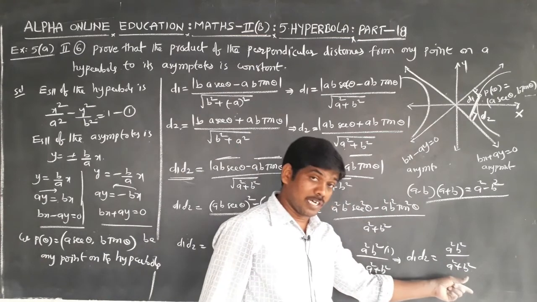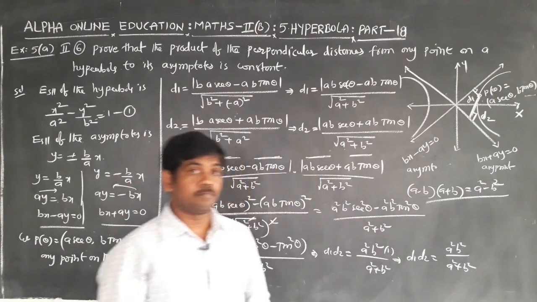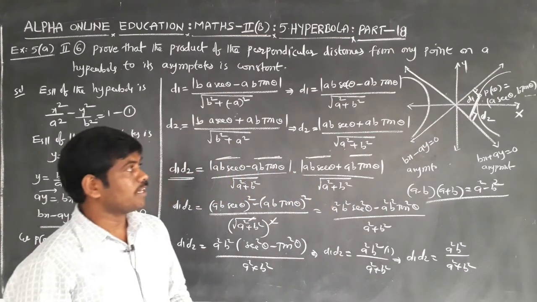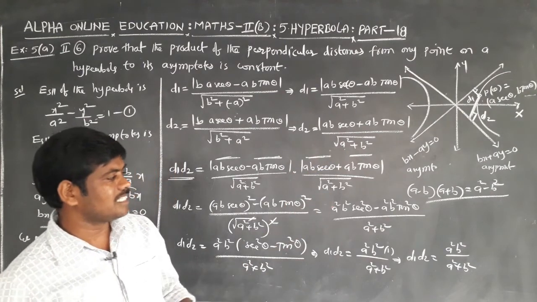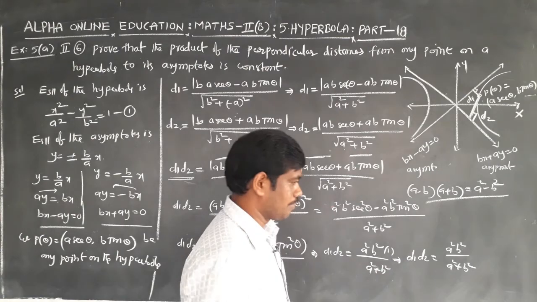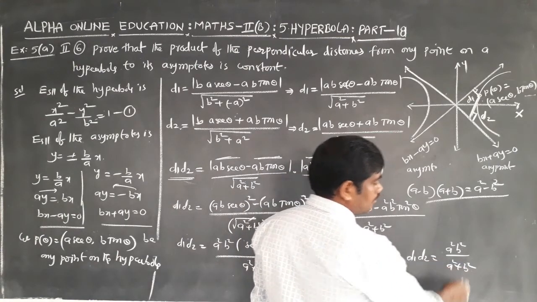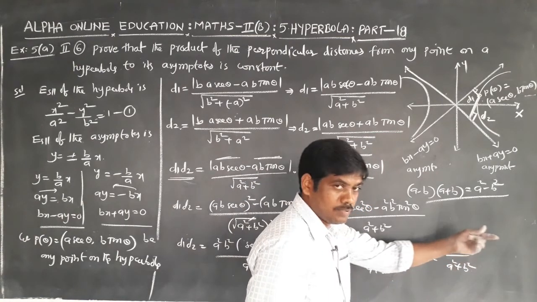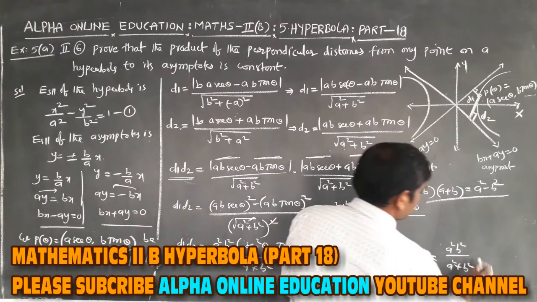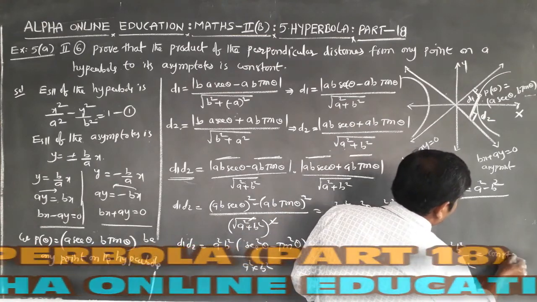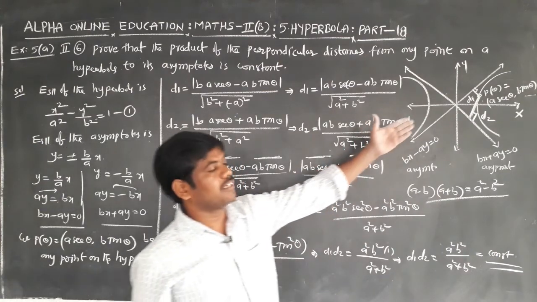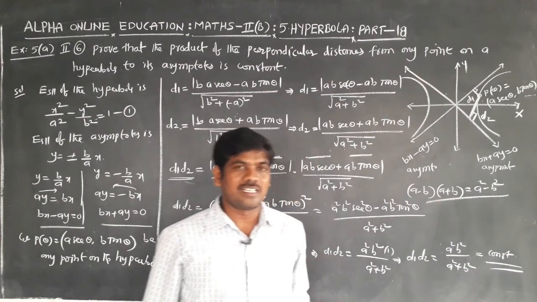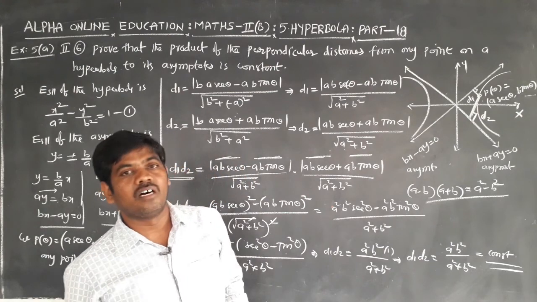This is the formula. The product of the perpendicular distances from any point on the hyperbola to its asymptotes is a square b square by a square plus b square. Here a is constant, b is constant, a square plus b square is constant, a square into b square is constant. So the product of the perpendicular distances from any point on the hyperbola to its asymptotes is a constant.